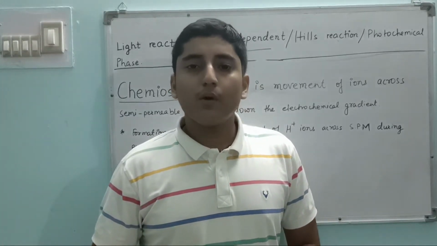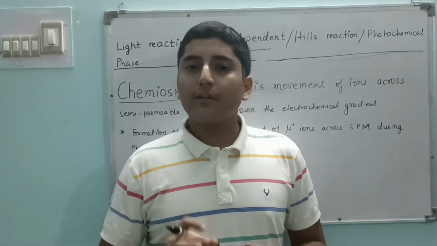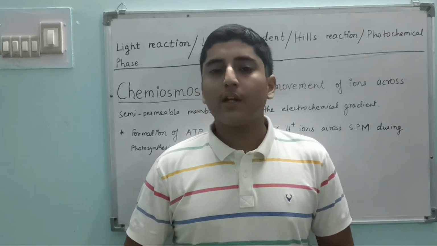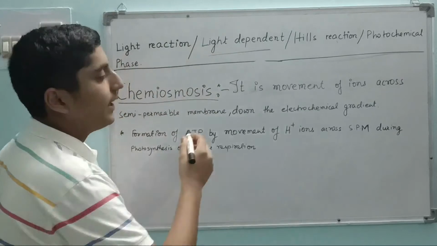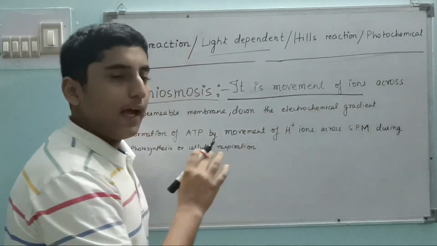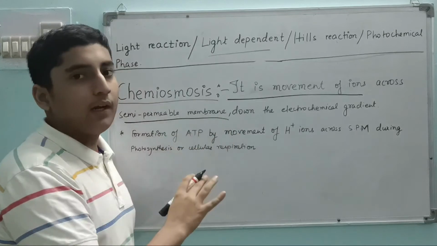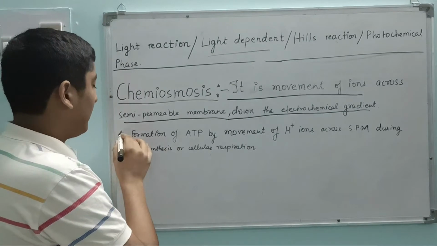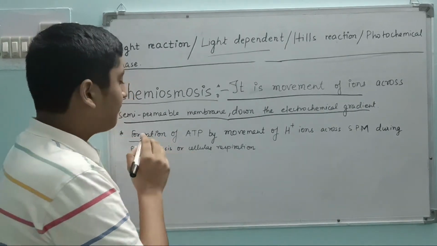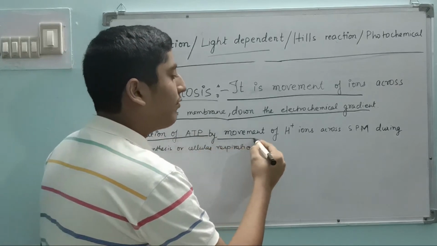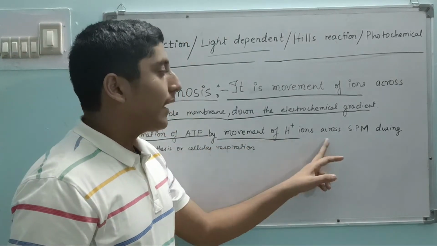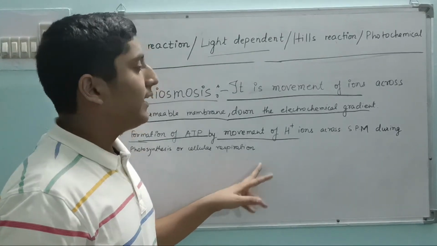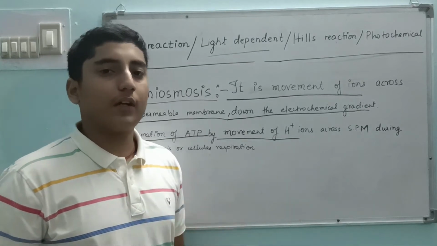Now I will tell you about chemiosmosis. It is a little different topic, so I will only show you the definition, so that it cannot create any confusion in your mind. It is the movement of ions across a semi-permeable membrane down the electrochemical gradient. For example, formation of ATP by movement of hydrogen ions across a semi-permeable membrane during photosynthesis or cellular respiration. It is part of photosynthesis, but a little different topic.